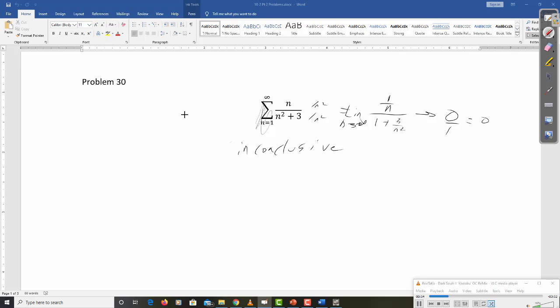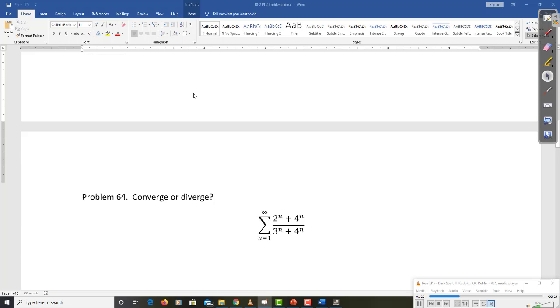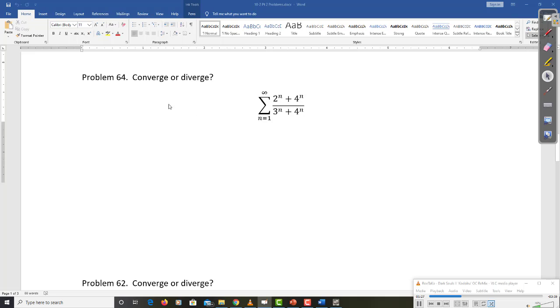Because the only time we get useful information from the nth term test for divergence is when we get something other than 0 as our limit. So if we were going to definitively state whether this was convergent or not, we'd actually have to do another test. I think this actually still diverges, if I remember correctly. I think you could show that with one of the other tests. This is a tricky one.